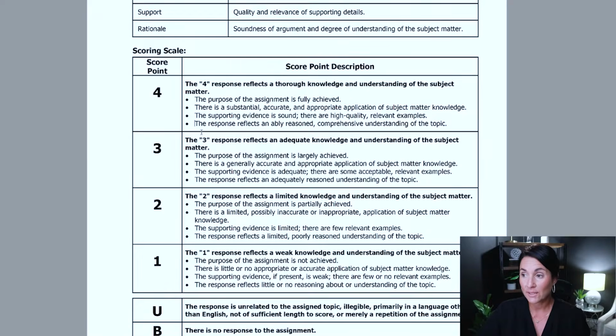And now the 4th bullet says the response reflects an ably reasoned, comprehensive understanding of the topic. That's kind of like a repeat of the 2nd bullet. Now to get a 4, it's very, very simple. All you have to do is make sure, number 1, you complete the task entirely. That means you find a strength, you find a weakness, and you cite evidence from the reading, okay? The second thing you have to do is be specific and use your word recognition knowledge.